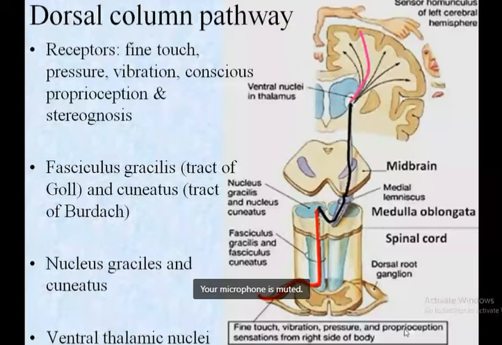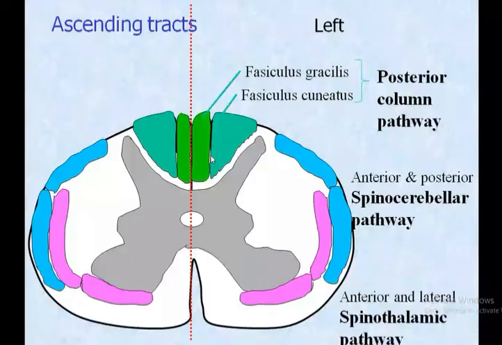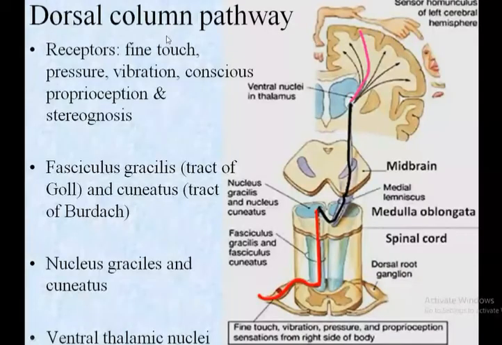Okay, so it is known as the dorsal or posterior column, and the receptors in this dorsal column pathway perceive different types of sensation, mainly proprioceptive sensation like fine touch, which means not crude touch, but touch which can discriminate exactly the location of the touched area. So discriminative touch or fine touch, then pressure, vibration, conscious proprioception, and stereognosis.